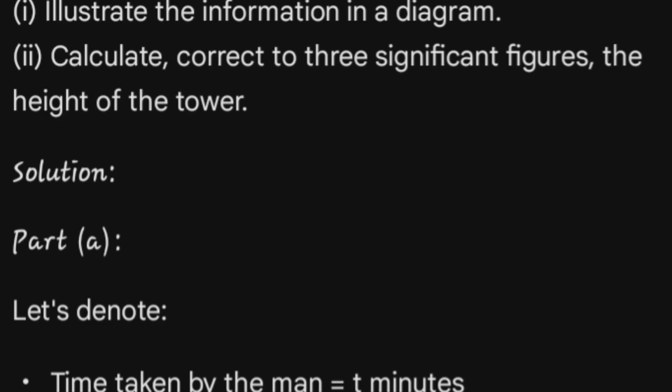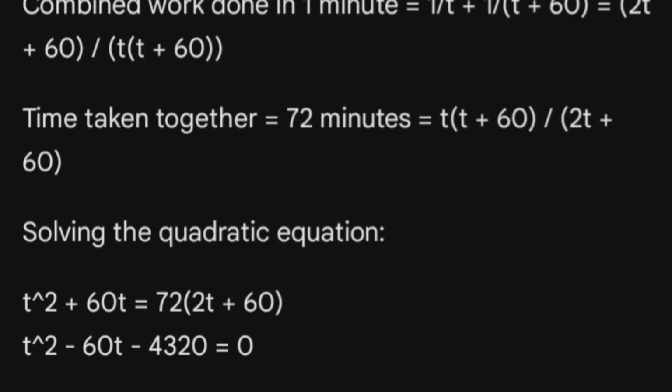Solution. Part A. Let's denote: time taken by the man equals t minutes. Time taken by the apprentice equals t plus 60 minutes. Work done by the man in 1 minute equals 1/t. Work done by the apprentice in 1 minute equals 1/(t+60). Combined work done in 1 minute equals 1/t plus 1/(t+60) equals (2t+60)/(t(t+60)). Time taken together equals 72 minutes equals t(t+60)/(2t+60).